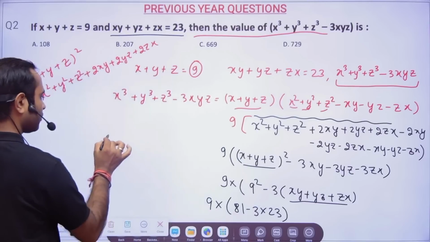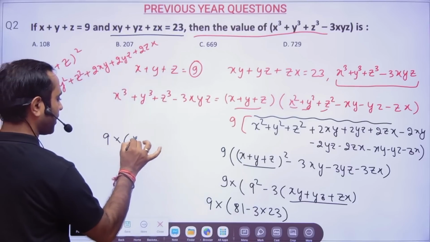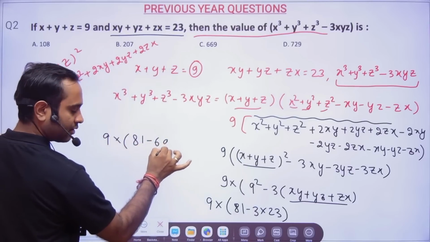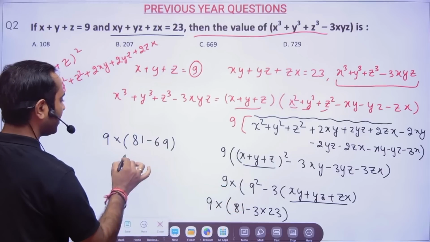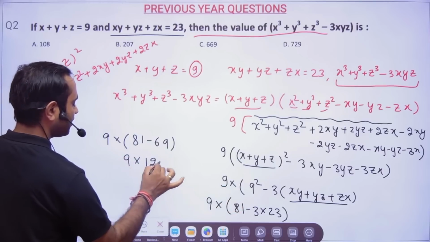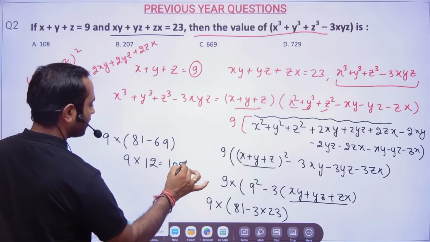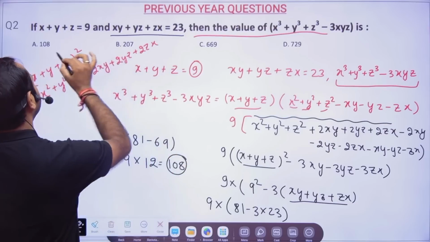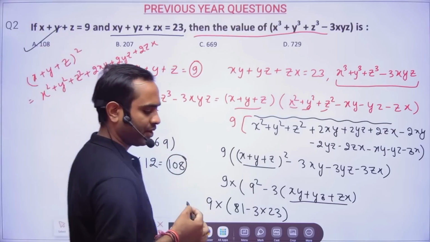Okay, so 9 into 81 minus 69. 3 3s are 9, 3 2s are 6, 11 minus 9 is 2, 7 minus 6 is 1 into 9, so it is nothing but 108. So 108 will be the correct answer for this particular question number 2, right?